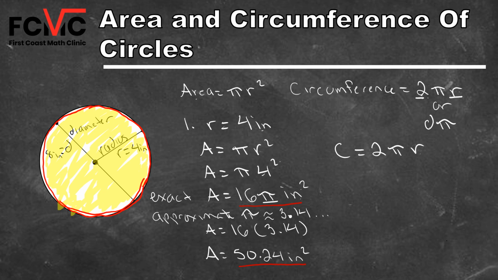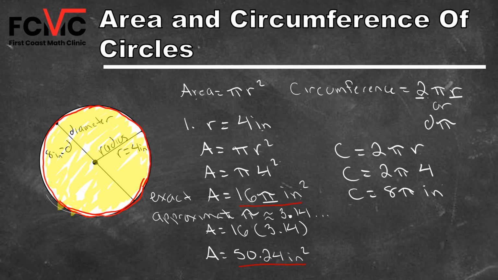And we know our radius again is 4. So 2 times pi times 4. So our exact circumference is going to be 8 pi, and our label is inches. Now, circumference is just a linear measure, right? It's not two-dimensional, so we don't have to include a squared on the inches. So let me get rid of that. So just 8 pi inches. So that's our exact answer.